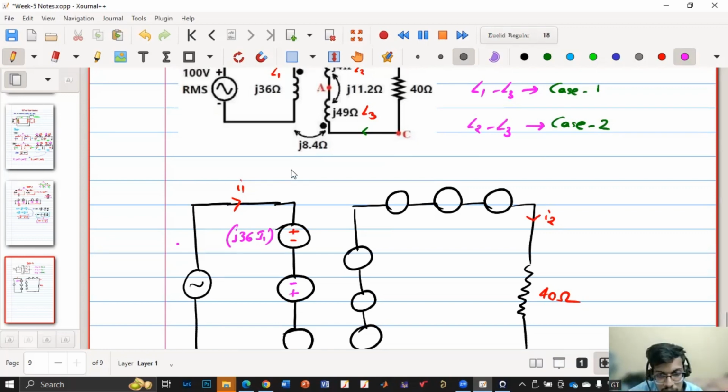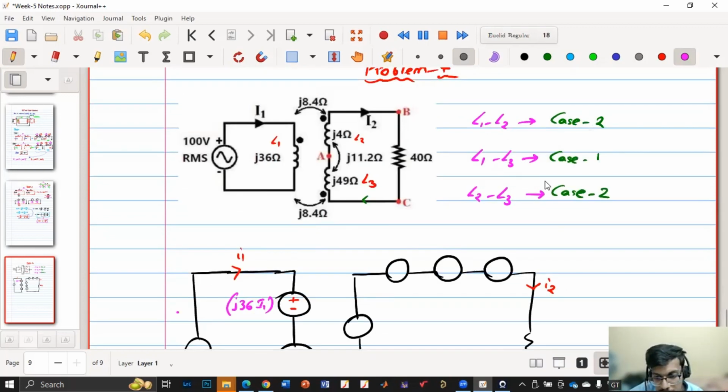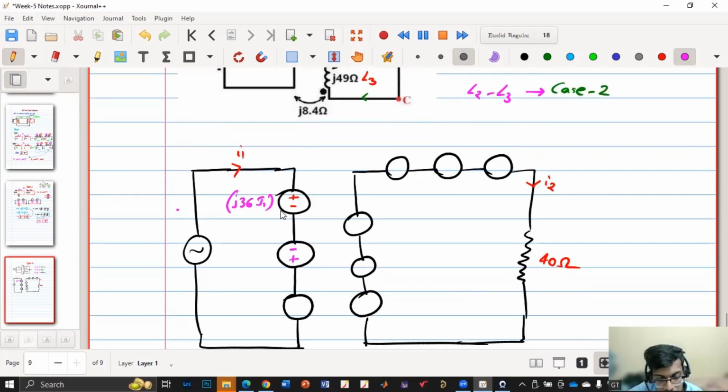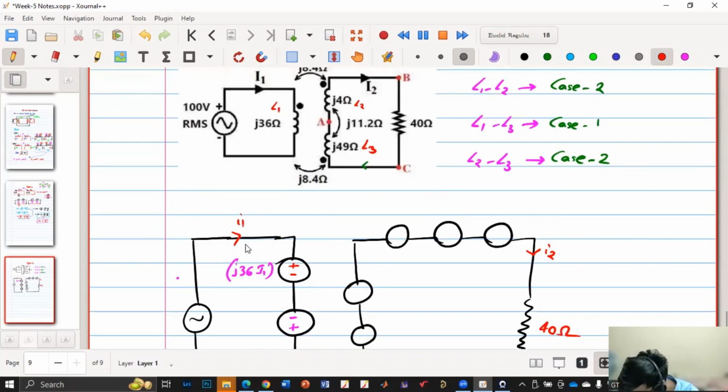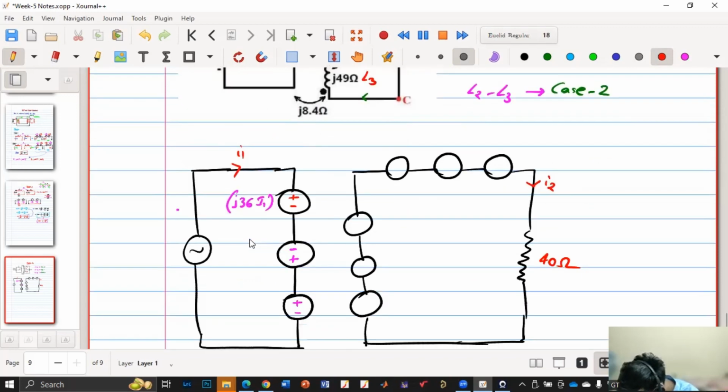And for L1 and L3, it is case 1. So will it have the same polarity as this one or opposite polarity? Same polarity. So plus minus. Now we have done the polarity. Now we'll come back and we'll write. It is J 8.4 I2. This also J 8.4 I2.